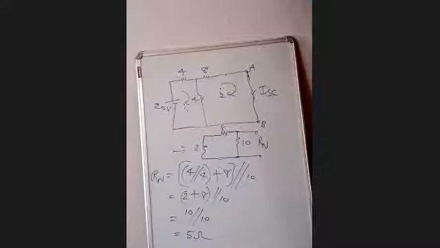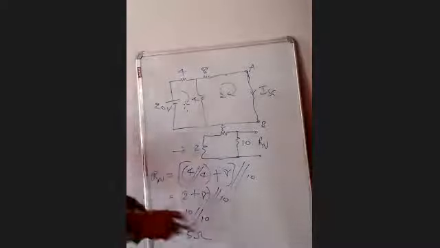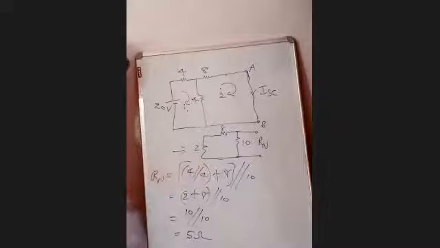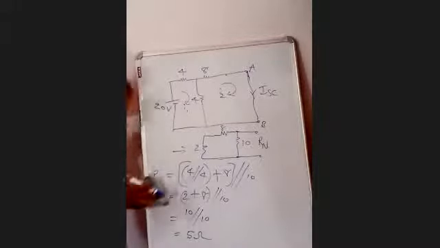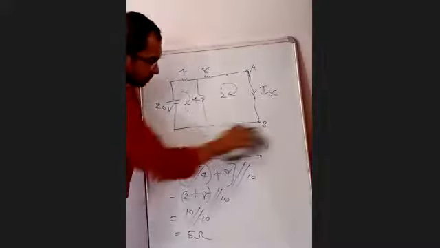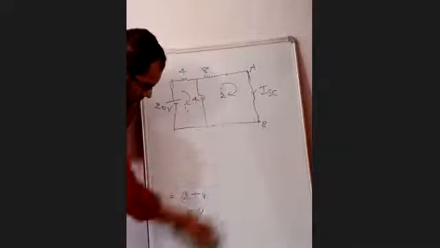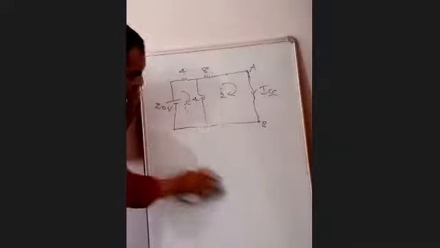Your Rn is equal to 5. Okay, 4 and 4 are parallel, in series with 8, in parallel with 10. This is your Rn. Now see here, now I will draw the equivalent circuit.